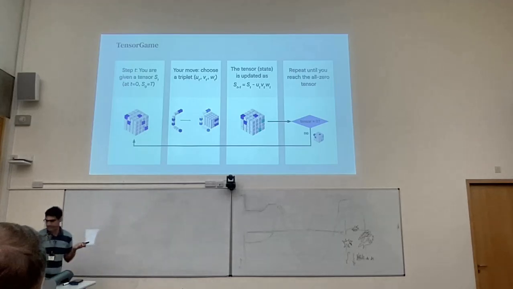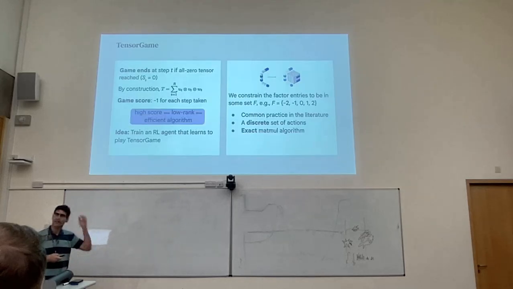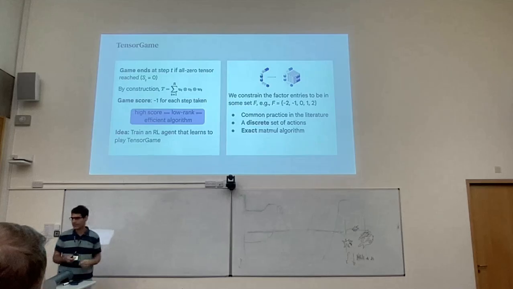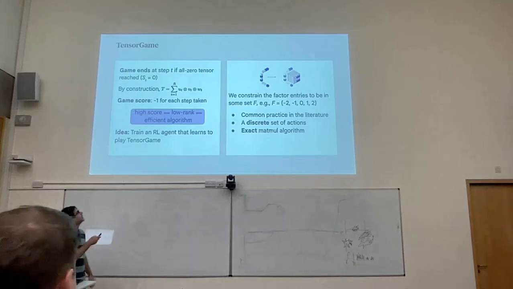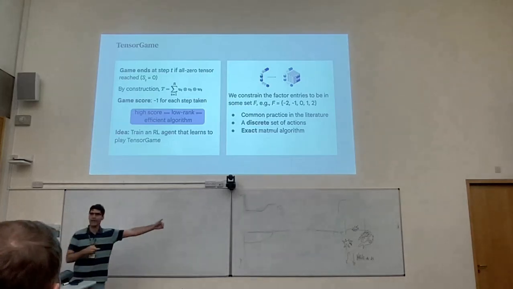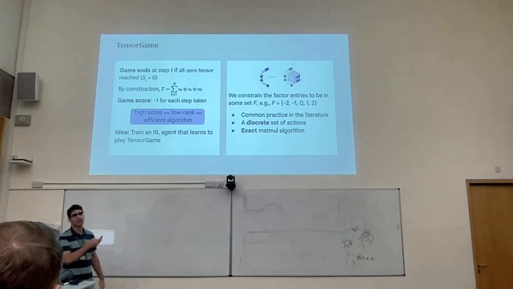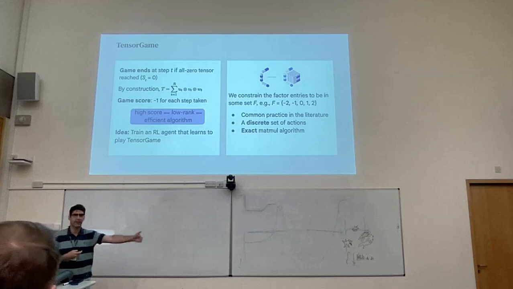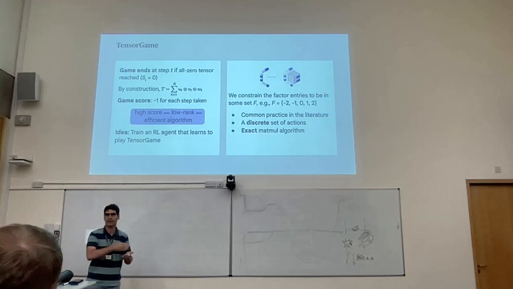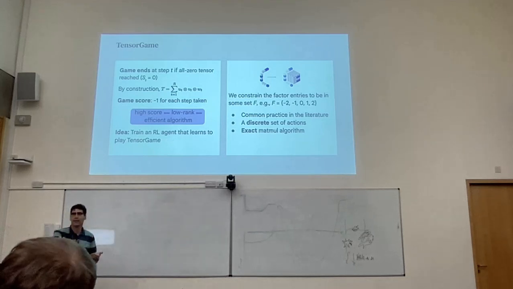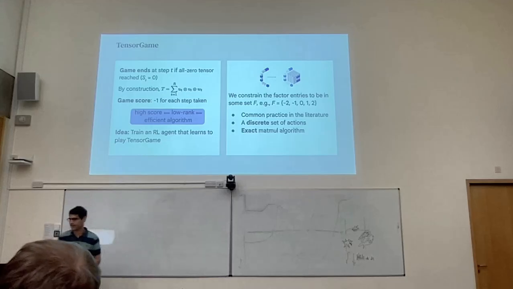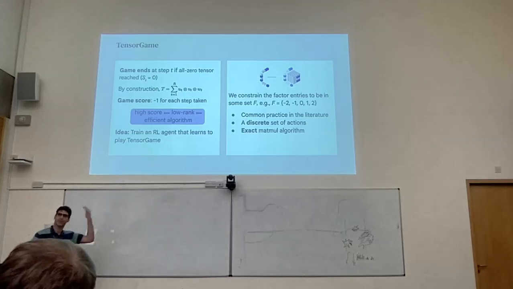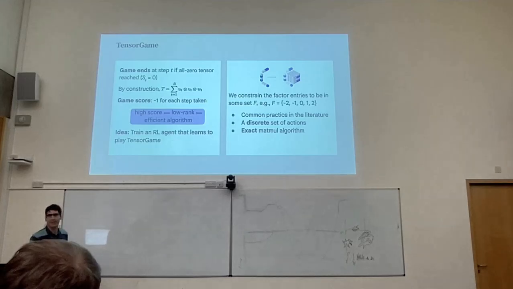So we have this tensor game. And the game ends, essentially, when you are at the all-zero tensor. And then by construction, the set of moves that you have played is a valid factorization of the tensor. Because at the end you reach the zero tensor, it means that after subtracting, say, R factor triplets, you must have reached the input tensor you had at the beginning.